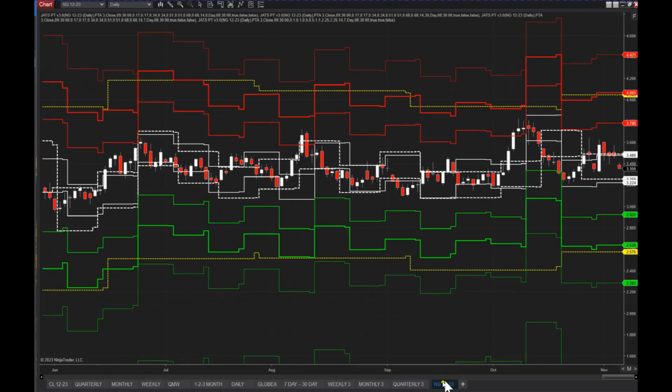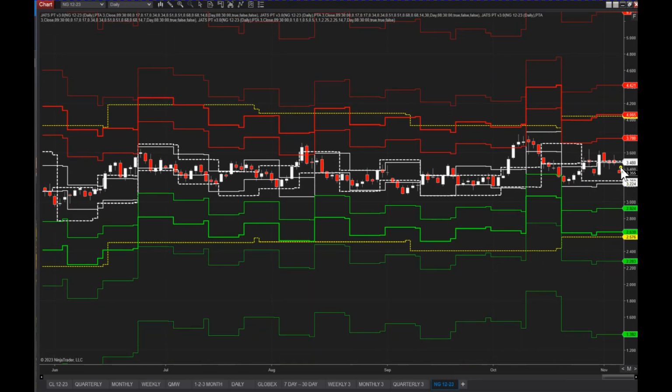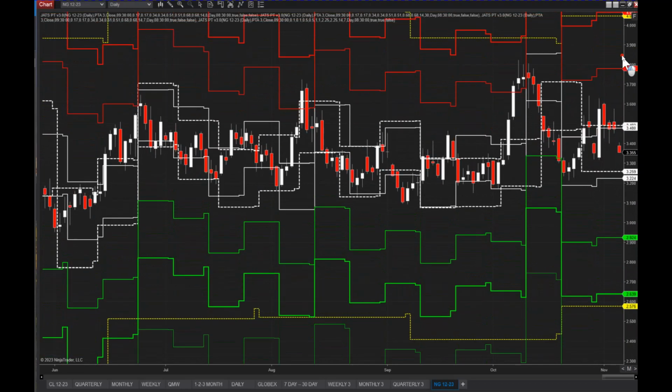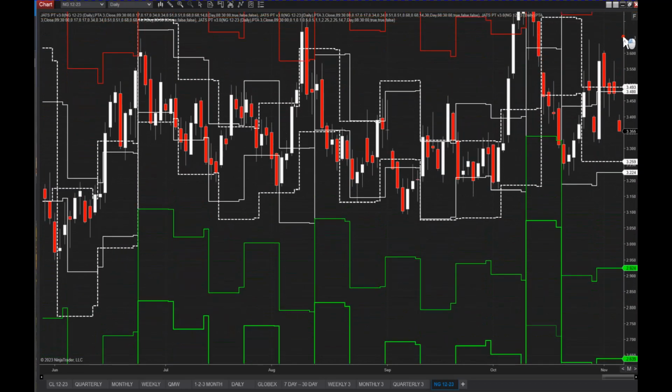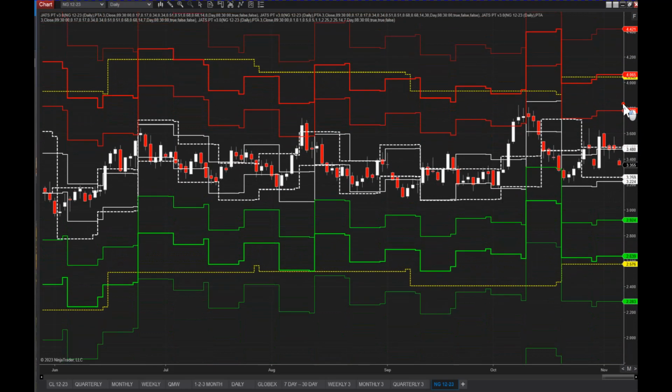And here's nat gas. It's fallen down again, right at your 34.80 and your 34.93. So I would be looking for a bounce around 32.24, 32.59.